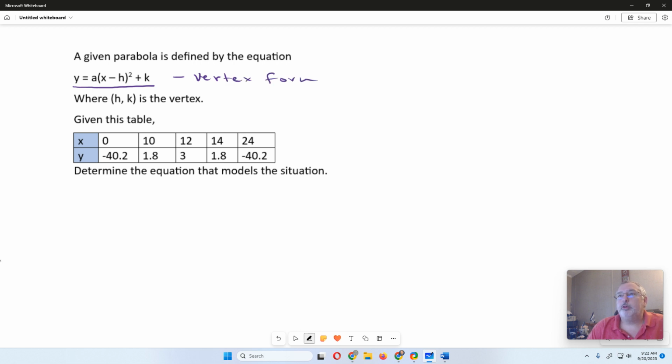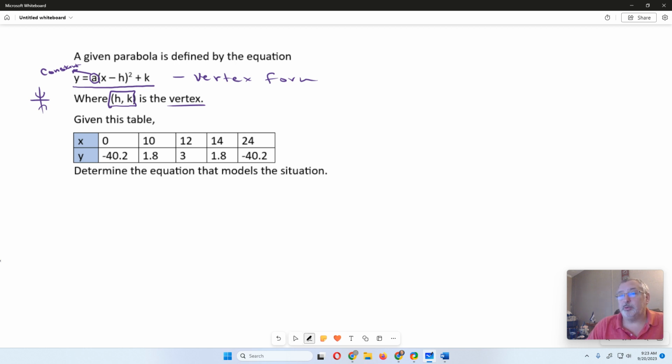In vertex form, we have this (h, k), which is the vertex, and then we have this constant that we're going to have to find. If you'll remember from the lesson, it tells you if the parabola opens up or opens down. And then the size of the number tells you if it's a very narrow parabola or a very wide parabola. So we've got to find both of those in order to figure out what the equation is.